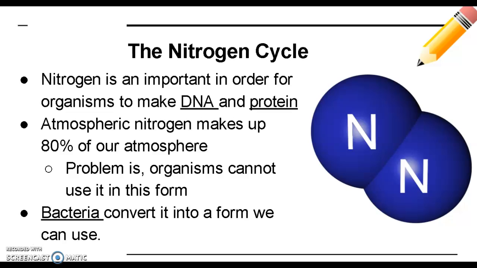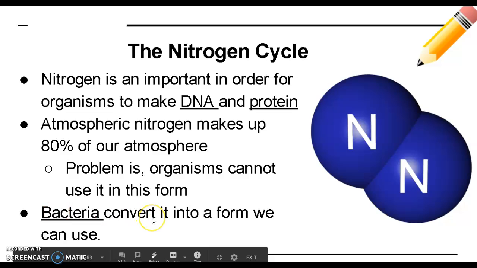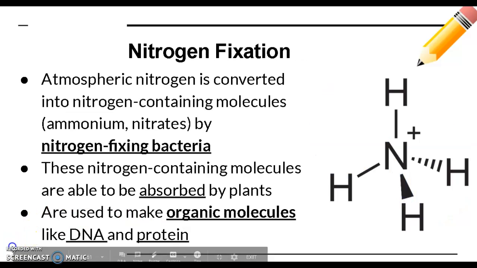And so what we need is bacteria to convert it into a form we can use. So the first step for us obtaining nitrogen that we can use is nitrogen fixation. This is when nitrogen in the atmosphere is converted into nitrogen-containing molecules, such as ammonium and nitrates, by nitrogen-fixing bacteria. These nitrogen-containing molecules are able to be absorbed by plants, and those plants use their nitrogen to make organic molecules like DNA and protein.